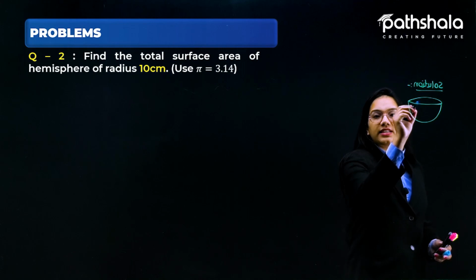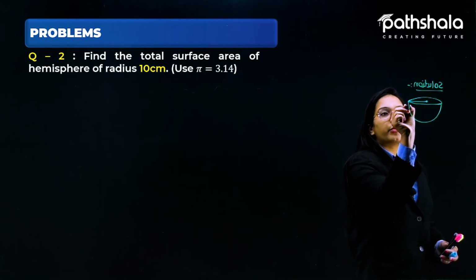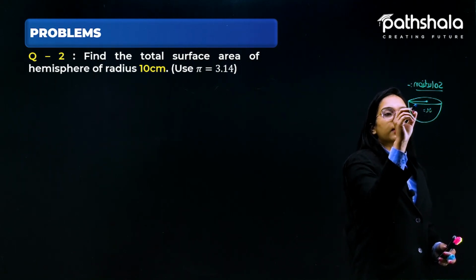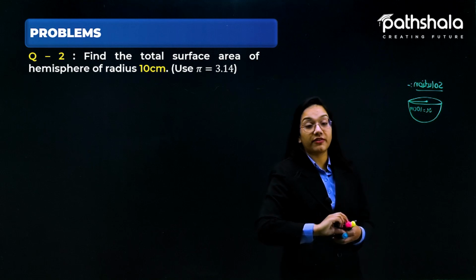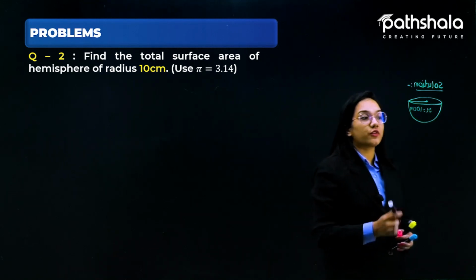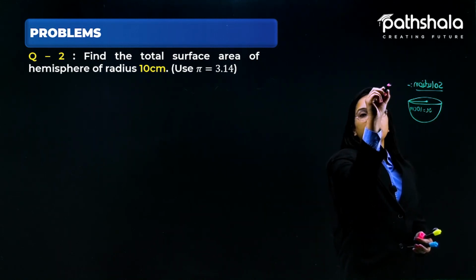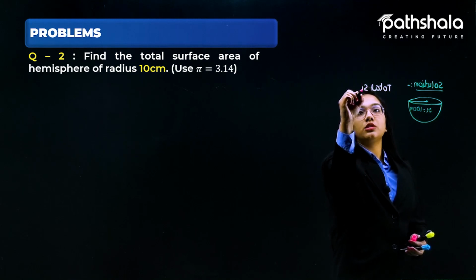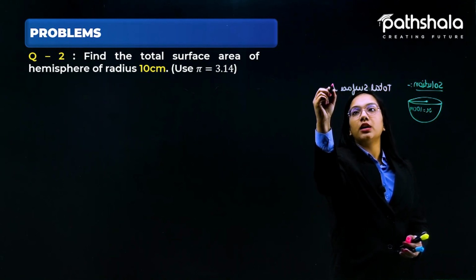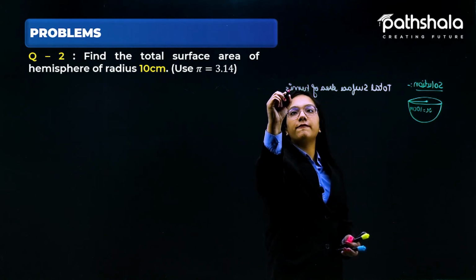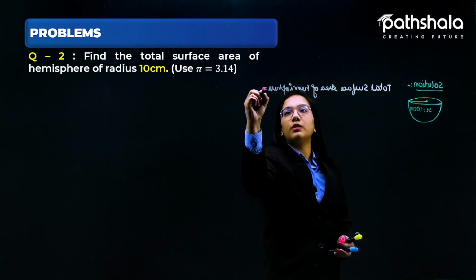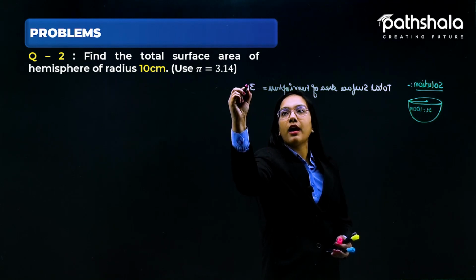Now further, its radius is given to us as r equal to 10 centimeter, and we just have to find out the total surface area of this hemisphere. So first of all, we know that the total surface area of a hemisphere is equal to 3 pi r square.